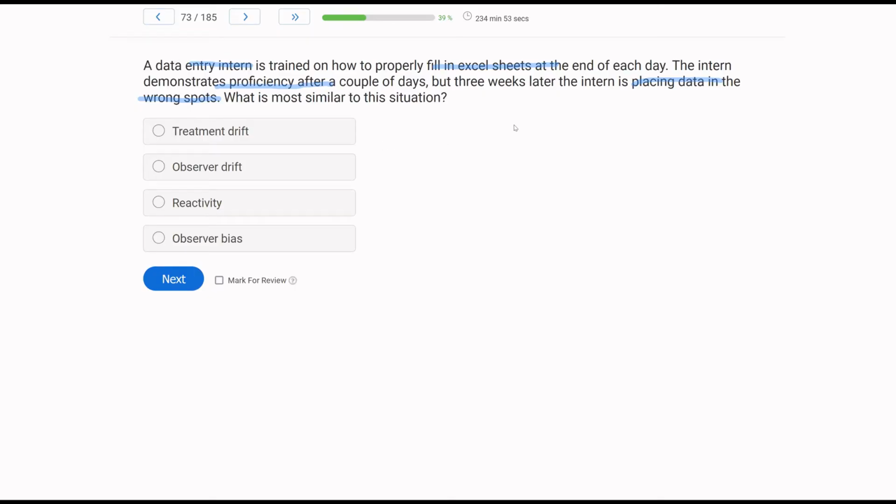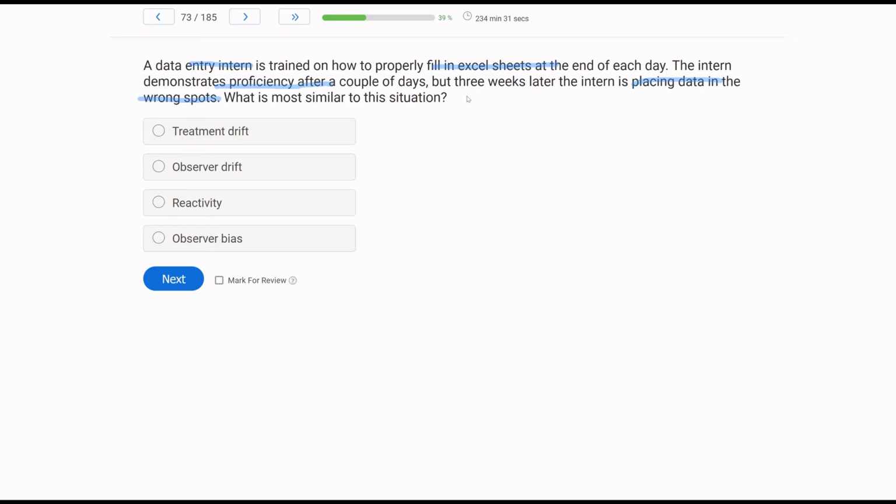Yes, this is similar to treatment drift. We have technicians all the time. We teach them, they demonstrate proficiency, they're great, but over the natural course of time, things change. How we're implementing it might change. It might be implemented incorrectly. Small things might differ from what the original plan looked like.